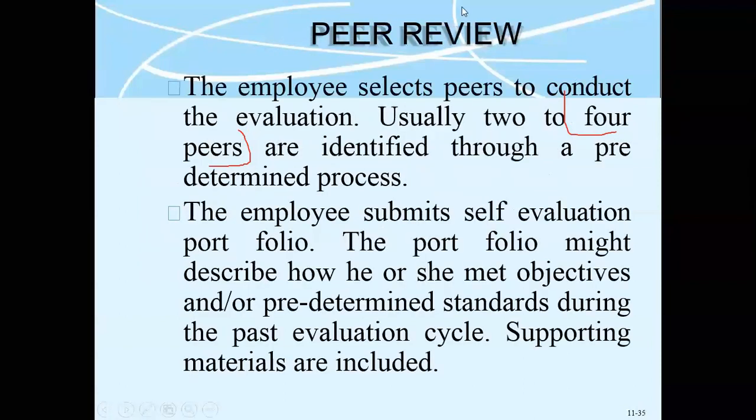Now the peer review method is there. The peer review method is a method where employees get responses or appraisal from the colleagues of a particular employee, those who are working with them, right? The employee selects peers to conduct the evaluation. Usually two to four peers are identified through a predetermined process. The employee submits a self-evaluation portfolio. The portfolio might describe how he or she met objectives or predetermined standards during the past evaluation cycle. Supporting materials are included.